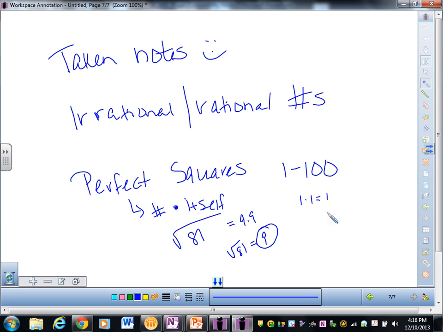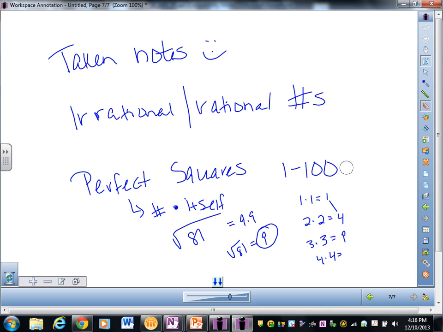1 times 1 equals 1. 2 times 2 equals 4. 3 times 3 equals 9. 4 times 4, sorry, that should be through 10, not 100. I lied, it's actually perfect squares through 100, but your numbers will be 1 through 10.